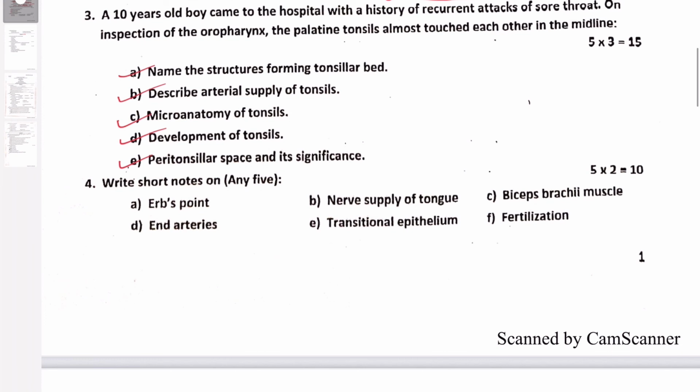Question number 4. Write short notes on any 5. Nerve supply of tongue, super important, both general sensory, special sensory, and motor nerve supply. Then biceps brachii muscle, and end arteries. They do not have collateral branches. Very important, because if one undergoes infarction, it might lead to permanent damage to the structure it supplies. Example, you can write the central artery of the retina. Very important artery. The central branches of the cerebral arteries are also end arteries. Transitional epithelium, also called urothelium, fertilization and the stages of fertilization. These are very important questions.